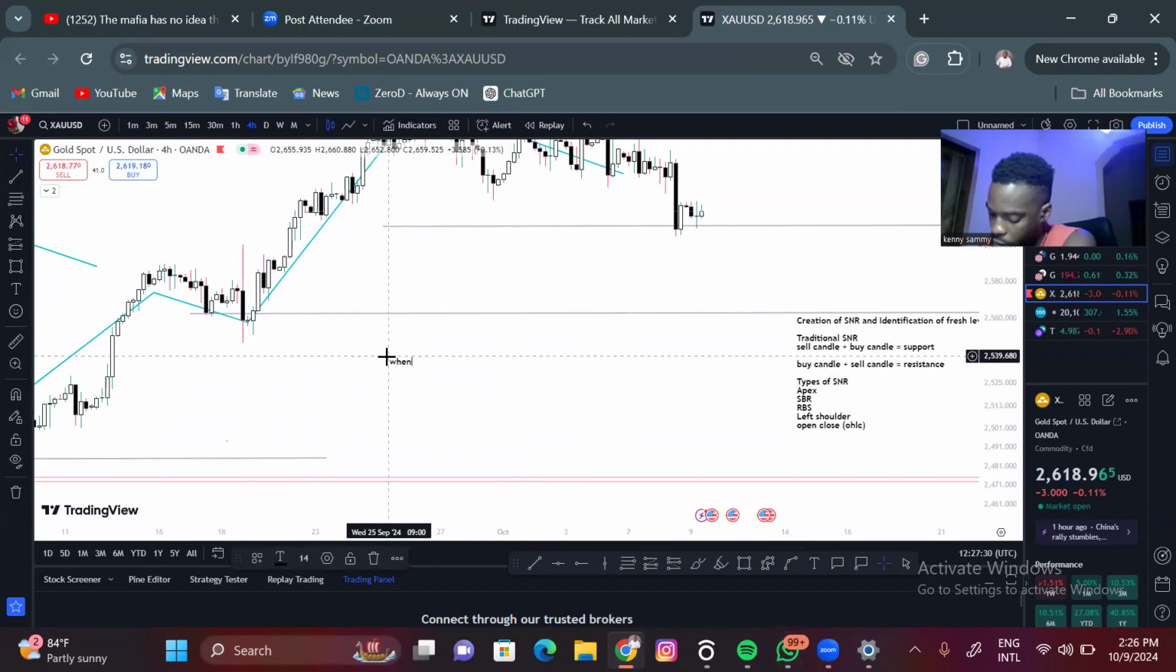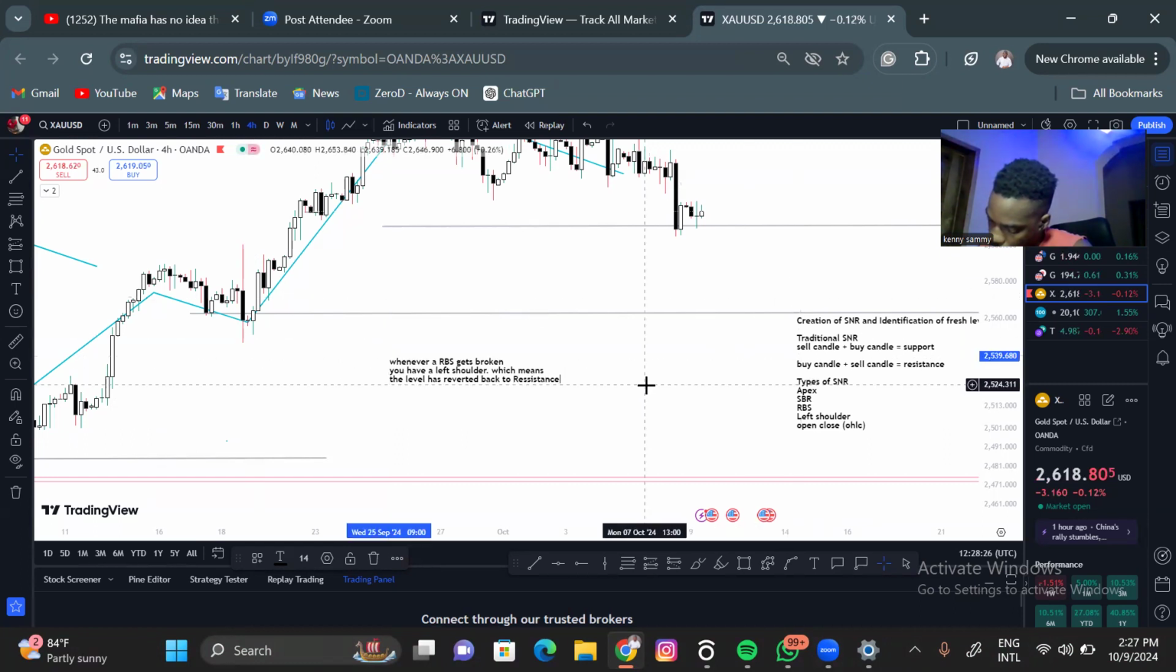In a very simple way, whenever a RBS gets broken, you have a left shoulder, which means the level has reverted back to resistance.